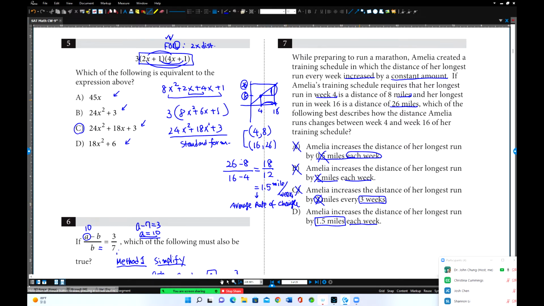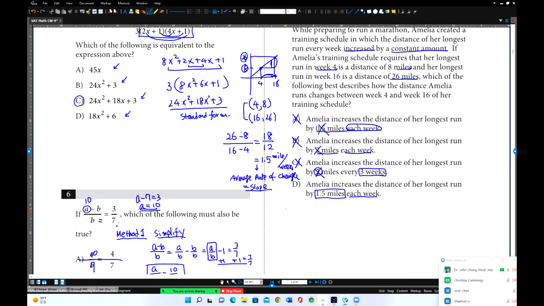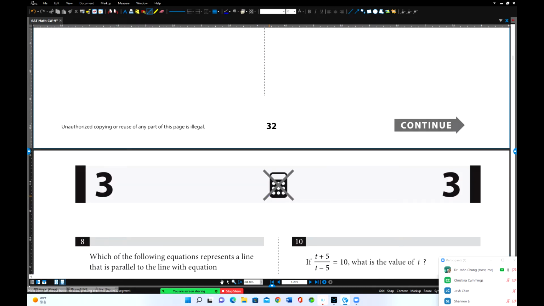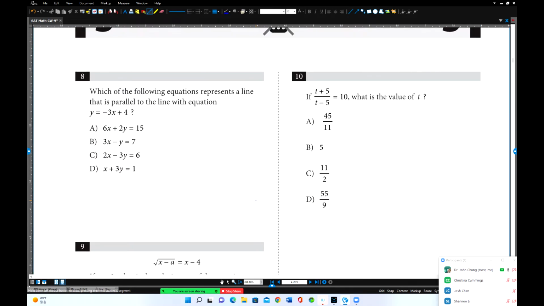On a linear function, on this line, this is the same as the slope. Okay? Alright. So always y2 minus y1 over x2 minus x1. Okay? That is the average rate of change. You have to memorize this one, okay? Choice D is the answer, okay? Alright, move on to number 8.